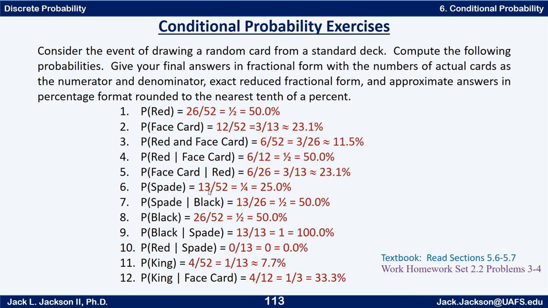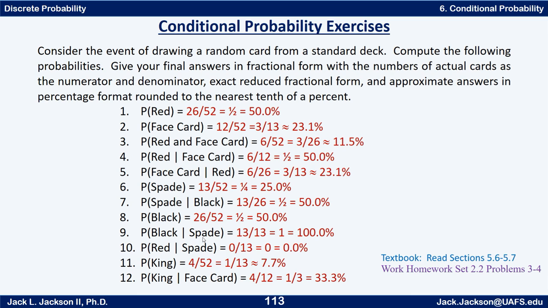Probability that it's a spade is 13 over 52, or 1/4, which is 25%. Probability of a spade given it's black: there are 26 black cards and 13 of them are spades. That reduces to 1/2, so half of the black cards are spades, 50%. Probability it's black is 26 over 52, reduced to 1/2. Half of all the cards are black.